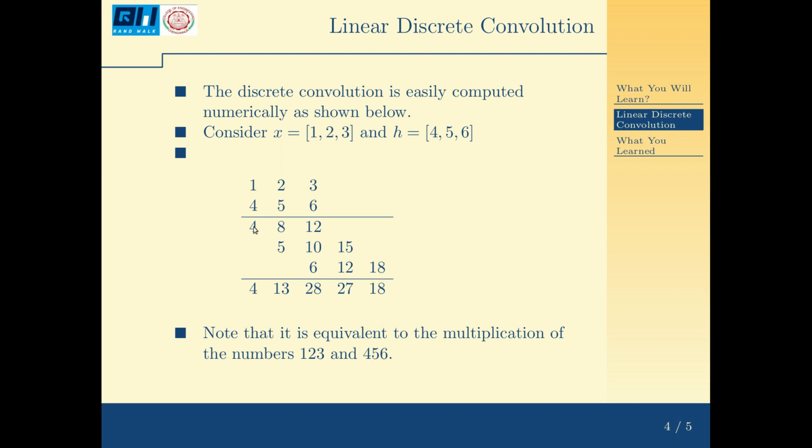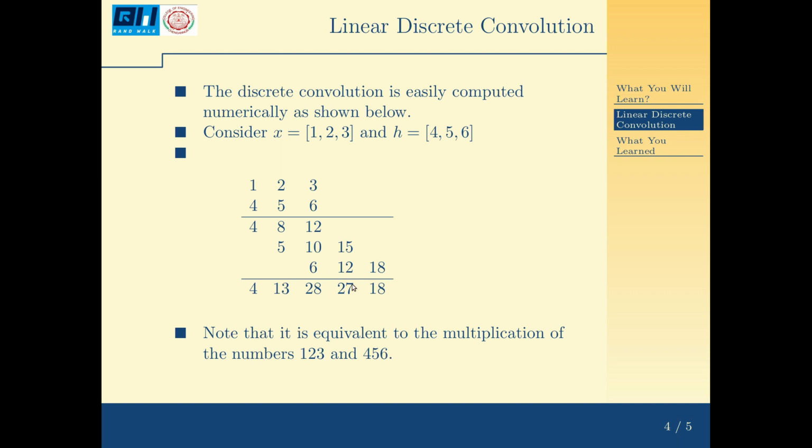Then, unlike the school classes, you don't carry over. Instead, you add them together. This is a 4, this is 8 plus 5 is 13, this is 12 plus 10 plus 6, that is a 28, and this 15 plus 12, that is a 27, this 18. So this output sequence will be 4, 13, 28, 27 and 18. Only thing is, in school classes you just carry over. This is just like the school class multiplication you studied.